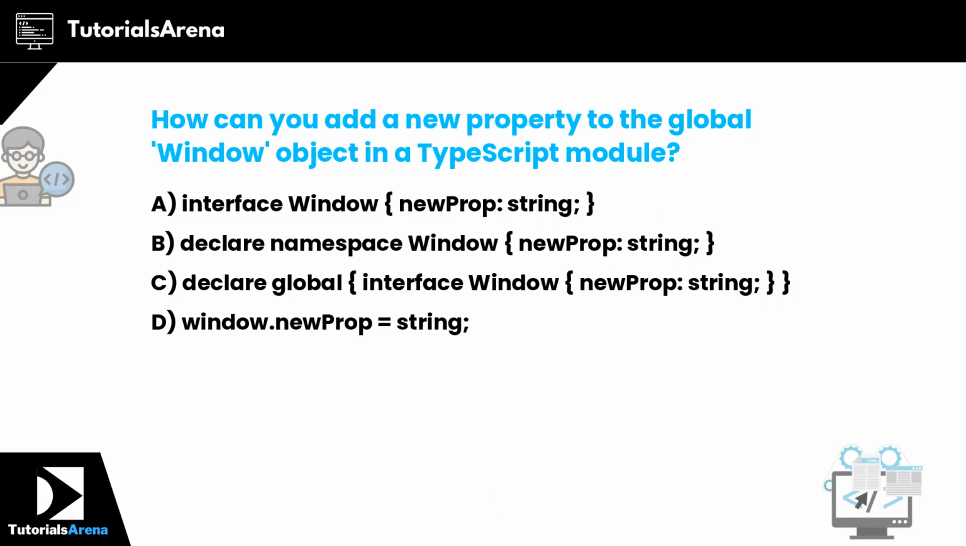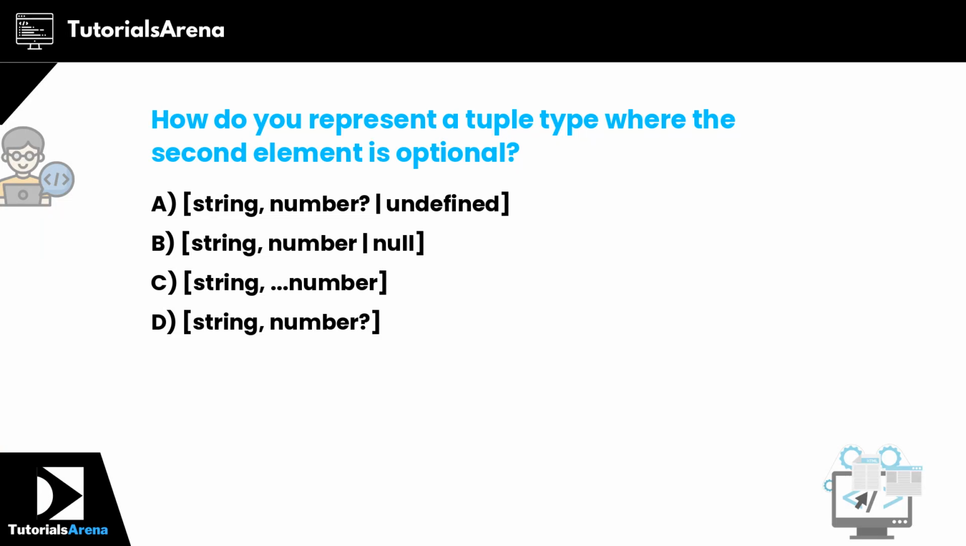How can you add a new property to the global window object in a TypeScript module? The correct answer is option C, declare global { interface Window { newProp: string } }. How do you represent a tuple type where the second element is optional? The correct answer is option D, [string, number?].